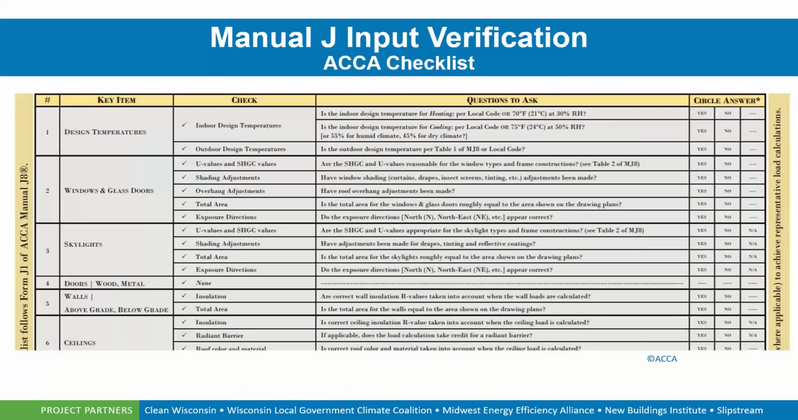ACA has a checklist available for Manual J input verification. This is just a portion of that checklist. You find that on their website. It just gives you some additional questions if you're going through for the design or review of a Manual J.